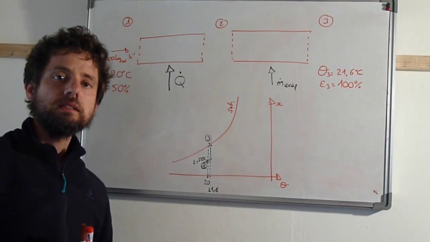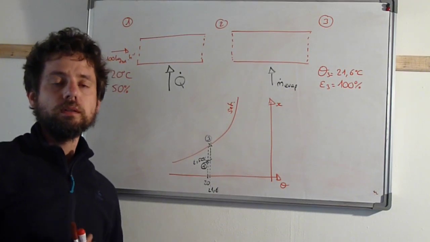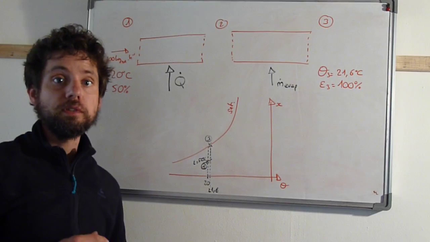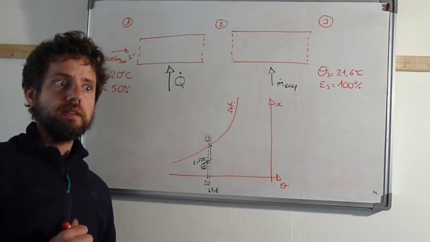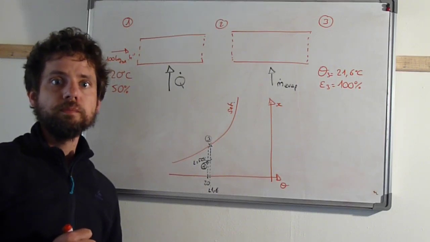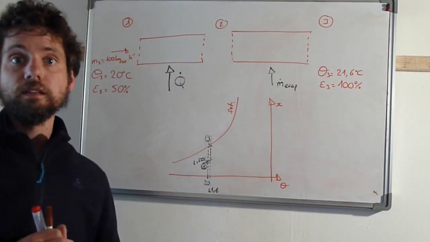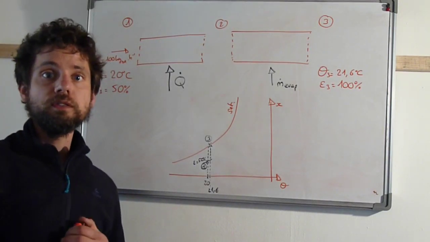In this exercise we are considering a dryer. A dryer is an industrial setup that is used for many things, but used quite a lot, for example in the food industry. So in this example we have two successive operations that are done on a moist air.